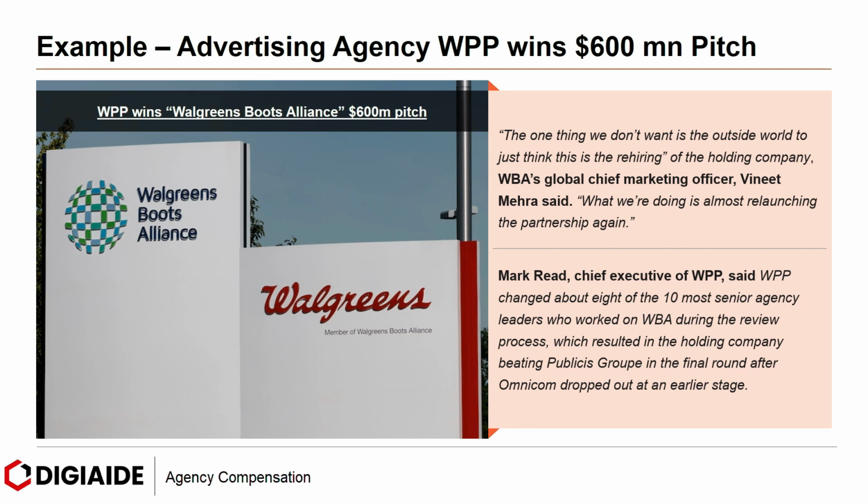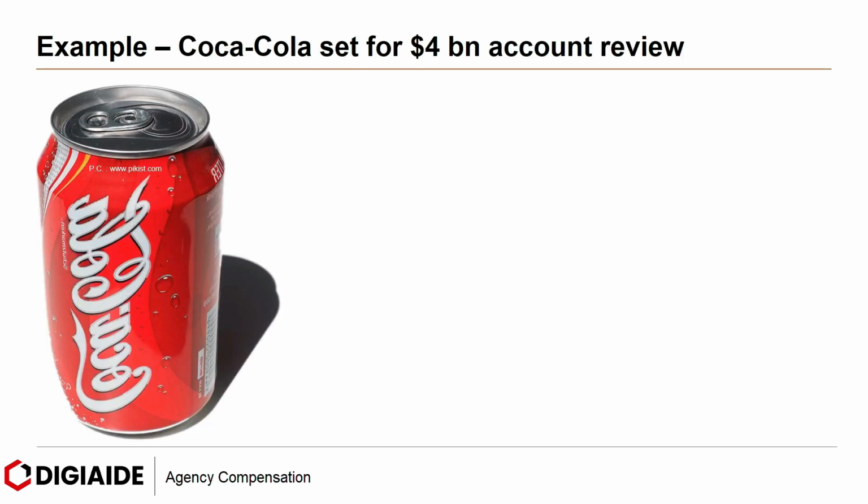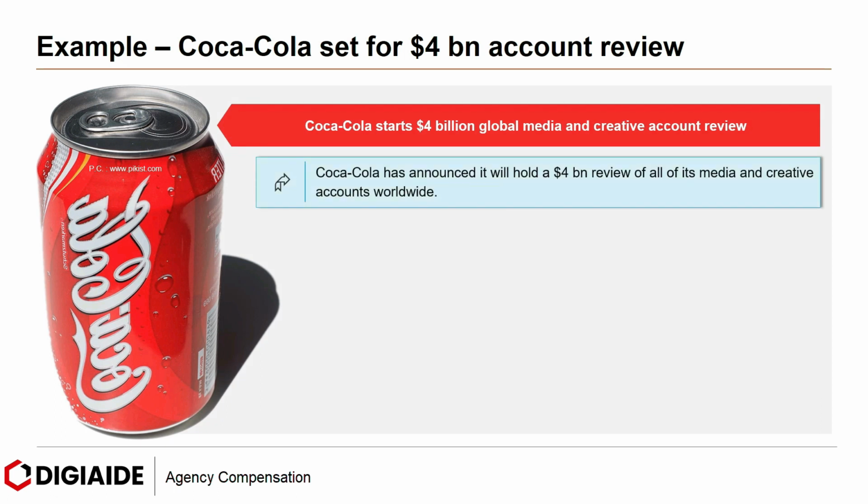Just to add a note here, a $600 million pitch in 2020 was a big win for WPP amid the pandemic. The next company to go for a review is Coca-Cola. Coca-Cola is set for a $4 billion account review. Coca-Cola has announced that it will hold a $4 billion review of all its media and creative accounts worldwide.